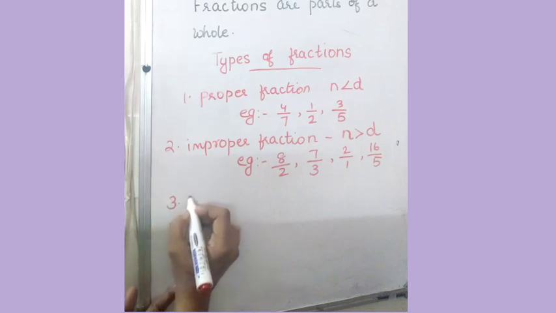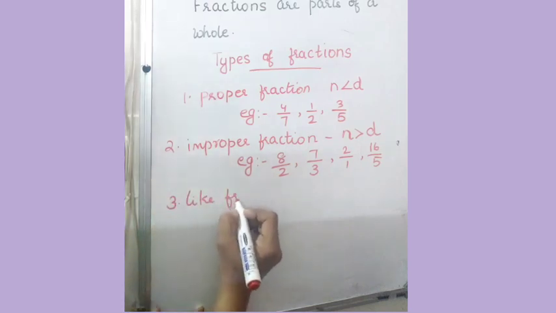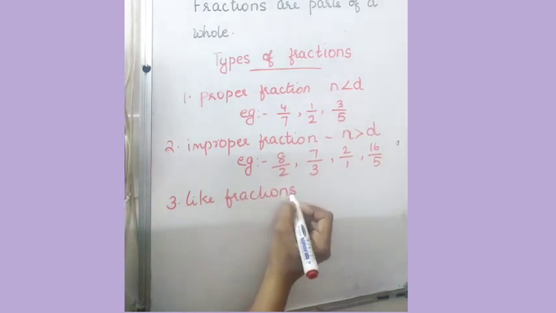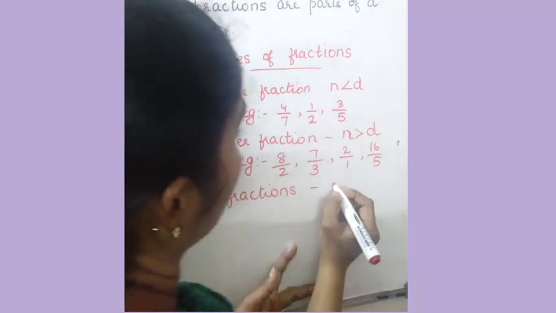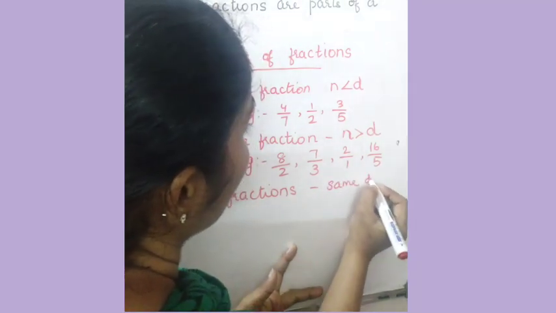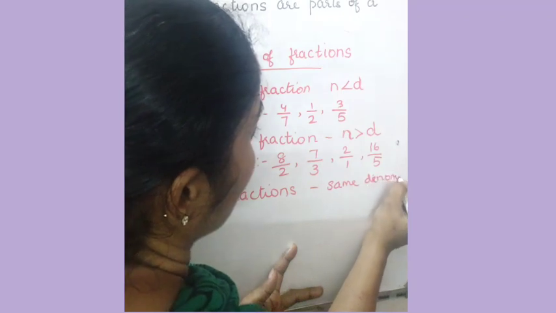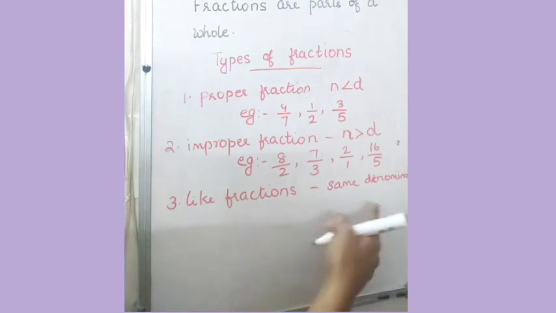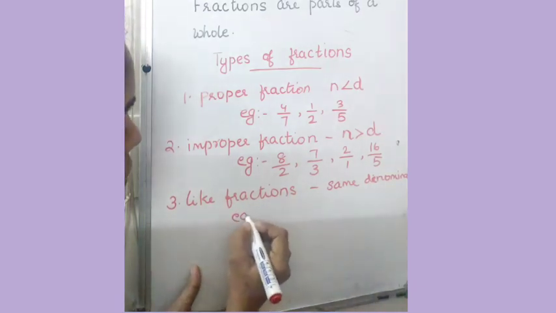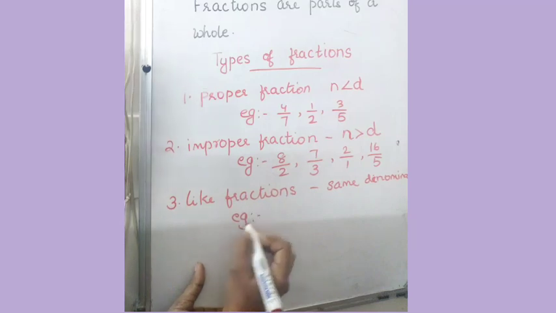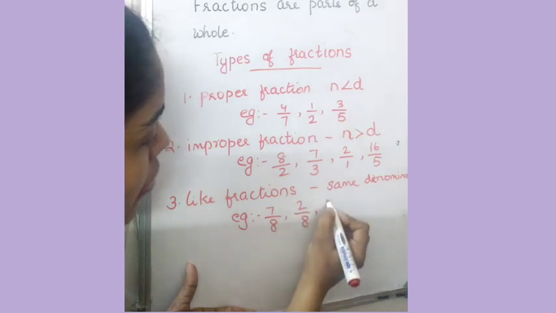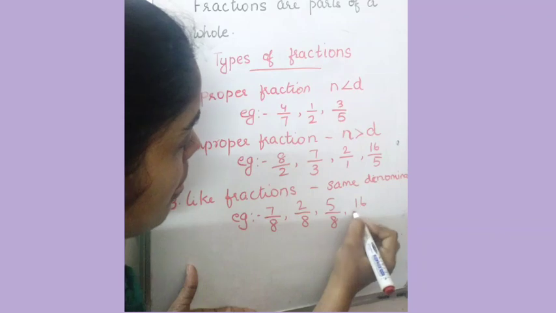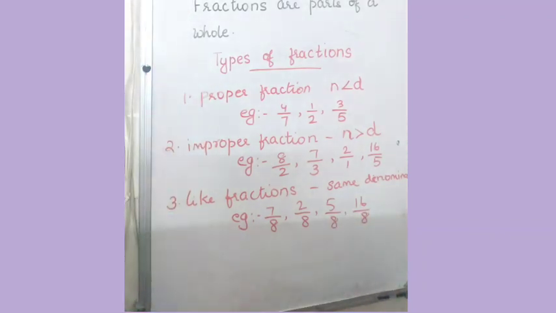Then the third type, like fractions. Fractions with the same denominator are called like fractions. For example, all of you listen here. After that, I will give you notes. For example, 7 by 8, 2 by 8, 5 by 8, 16 by 8. All these are like fractions.